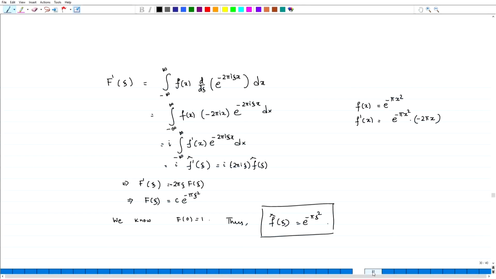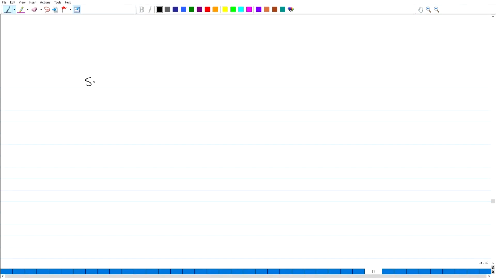Now, what do we mean by rapid decay? Rapid decay means if I have a function f and I am multiplying it by a polynomial, I still do not lose the decay. So, let me define what is a Schwartz space.